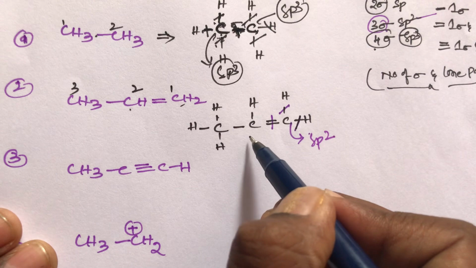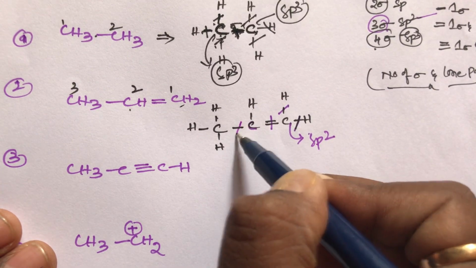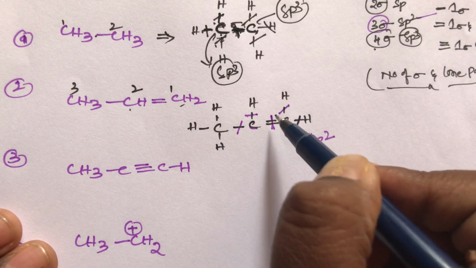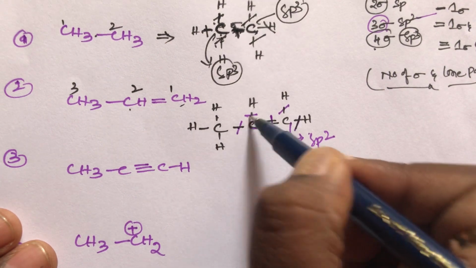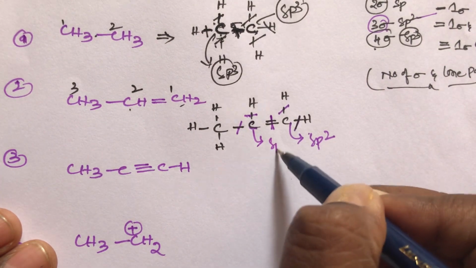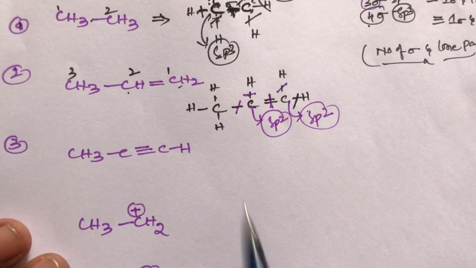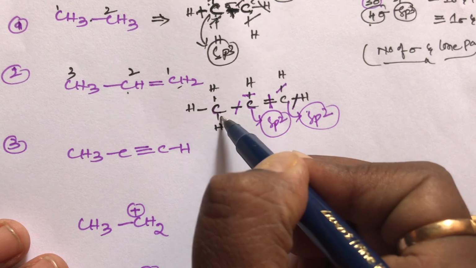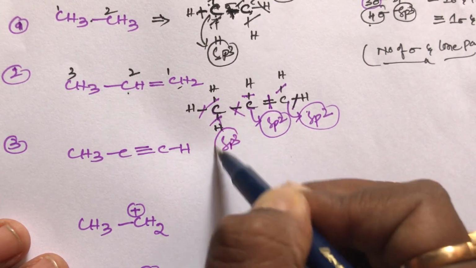What about the second carbon, students? Around this second carbon, how many sigma bonds are there? Here 1 sigma, here 1 sigma, here 1 sigma. What I said, a pi bond also has only 1 sigma. So around this second carbon: 1, 2, 3. It also undergoes sp2 hybridization. And what about the third carbon, students? Around this third carbon, how many sigma bonds are there? 1, 2, 3, 4. So a total of 4 sigma bonds. So this is sp3 hybridization.